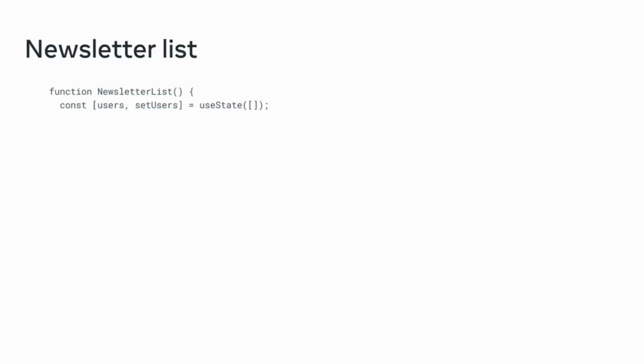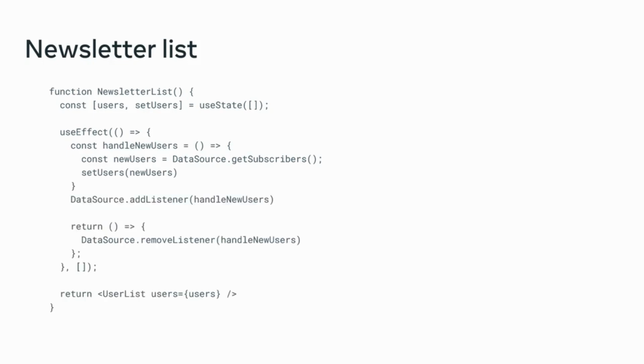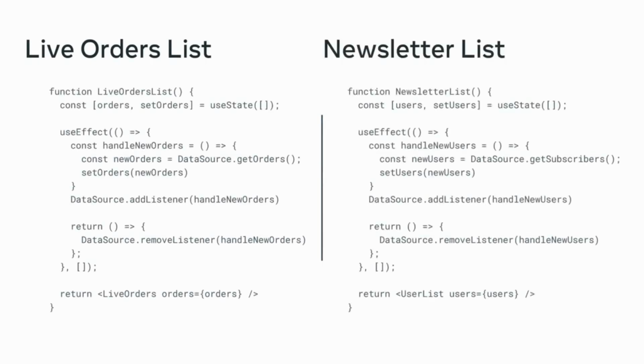Now, imagine that Little Lemon also needs a place in the application to keep track of the number of users subscribing to its newsletter in real time. This could be a valid implementation for such functionality. Can you identify any similarities between live orders list and newsletter list? They are definitely not identical, since they call different methods on data source and render a different output, but much of the implementation is the same.